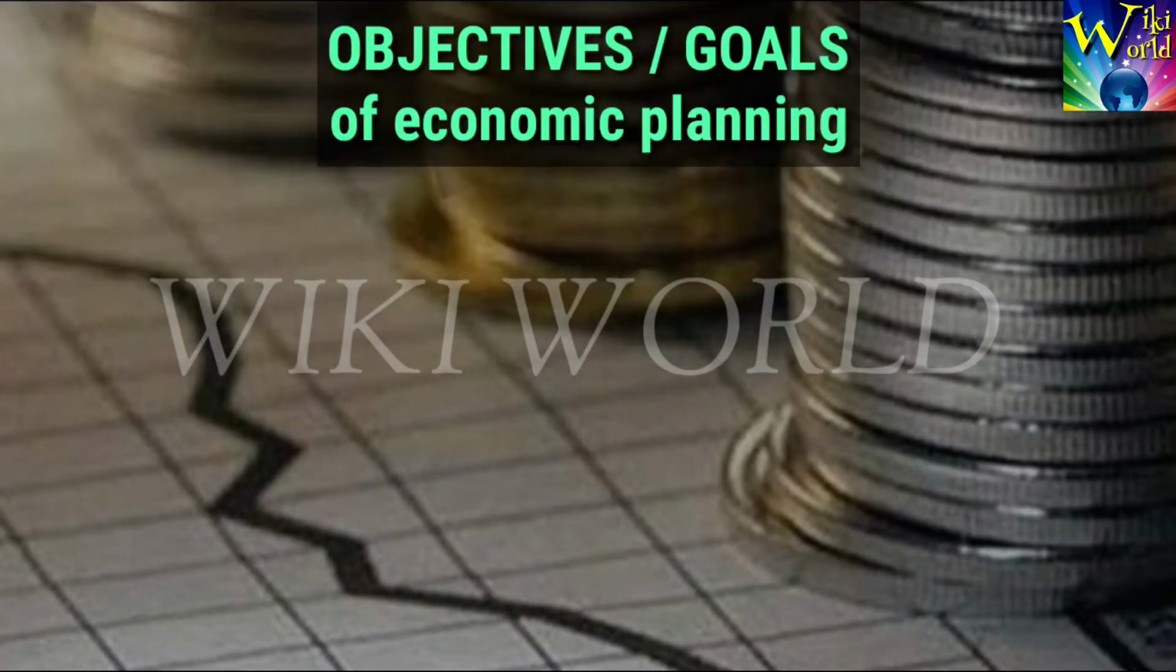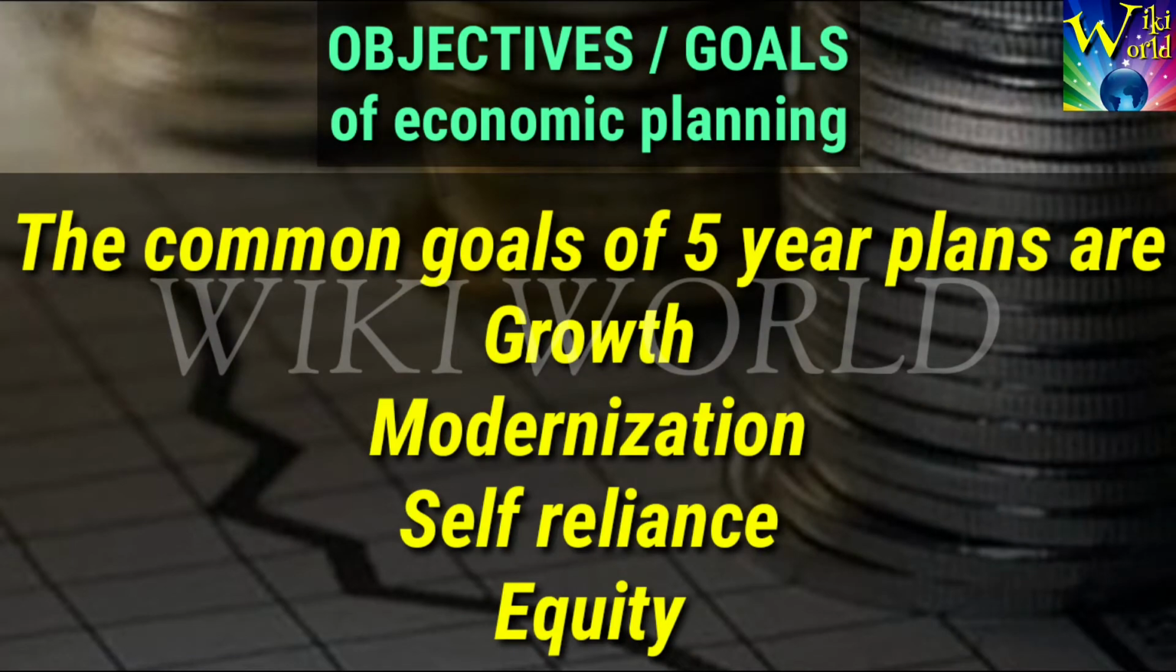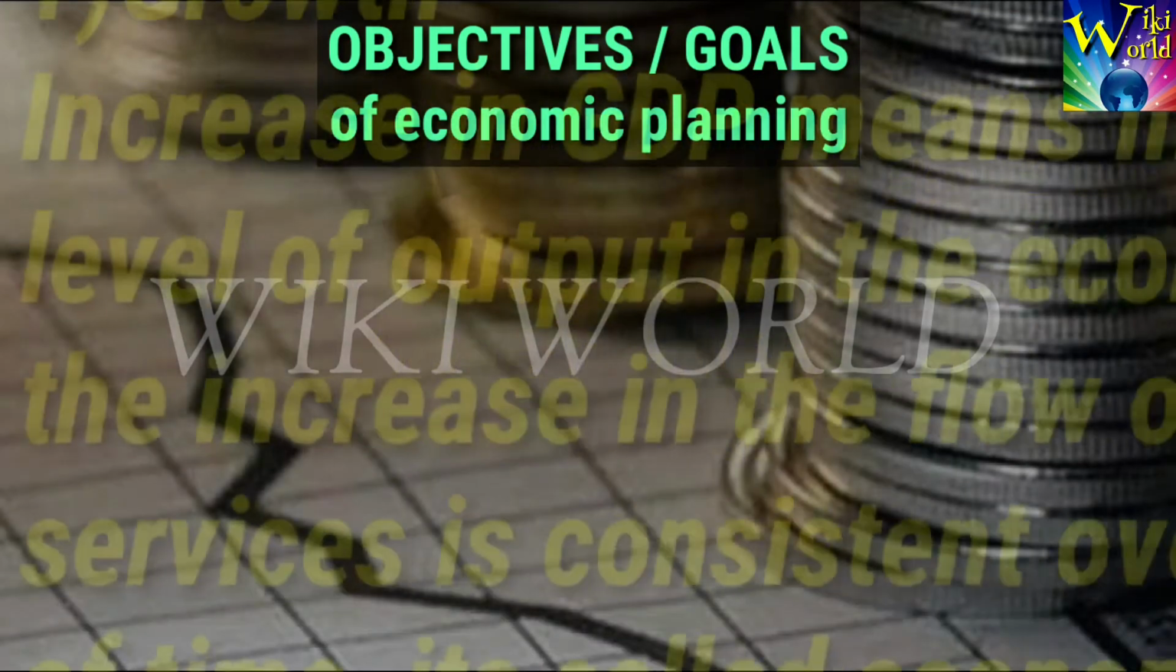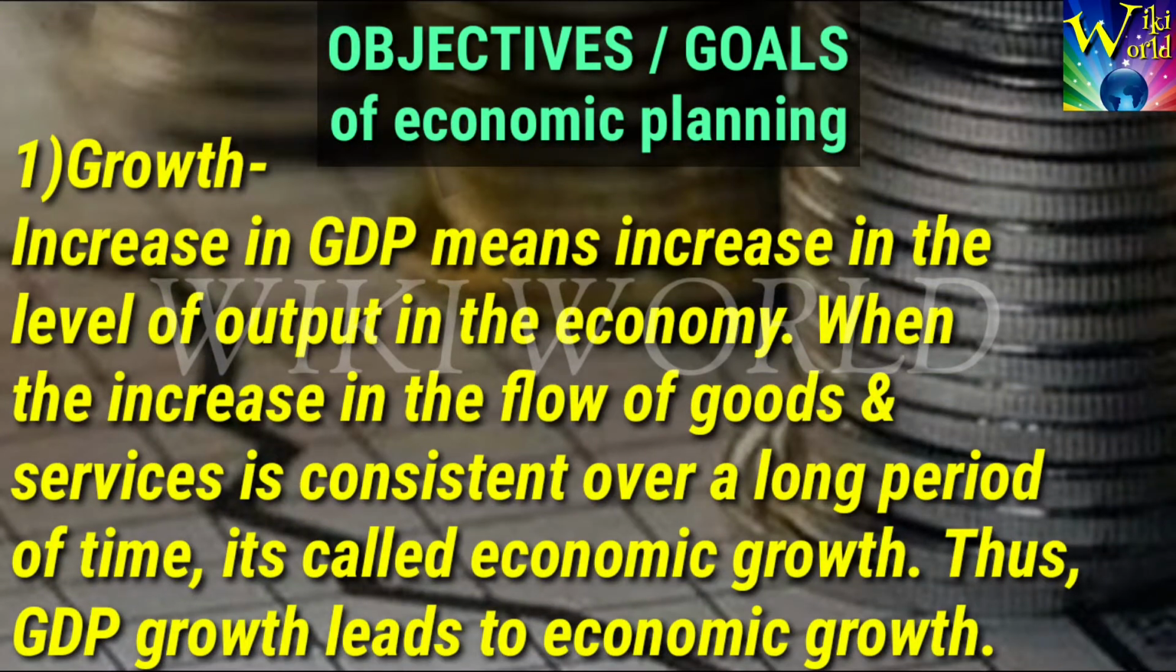So now let's discuss the objectives or goals of economic planning. The common goals of 5-year plans are growth, modernization, self-reliance and equity. The first one is growth. Increase in GDP means increase in the level of output in the economy. When the increase in the flow of goods and services is consistent over a long period of time, it's called economic growth. Thus, GDP growth leads to economic growth.